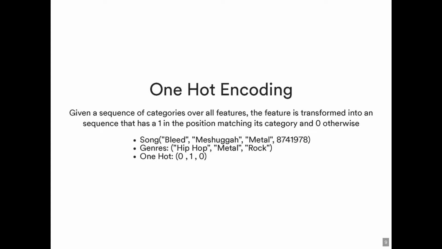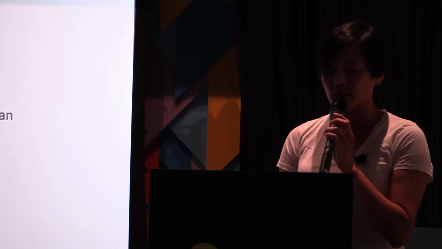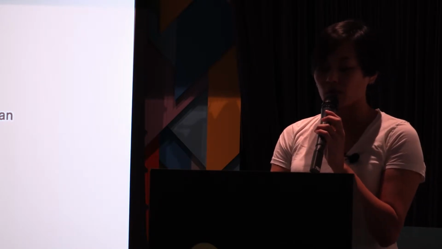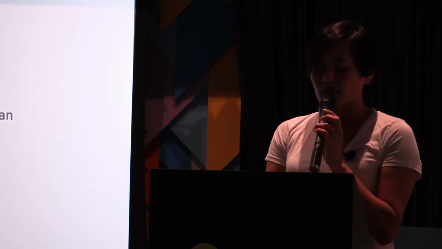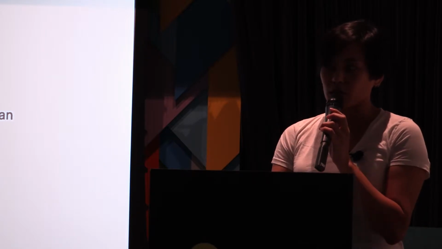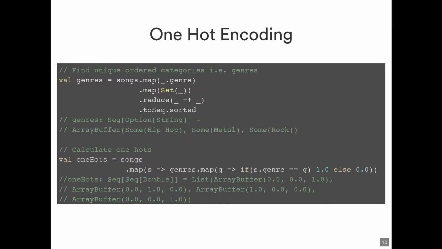So your one-hot encoding of this song would be 0, 1, 0, because you have 1 in the first position, 0 indexed, which is corresponding to metal. And this is roughly how you would calculate it. You would first find your unique ordered categories, also known as your genres. First you extract the genre, then you wrap them in a set, so now you have a map of sets. Then you reduce the sets, and that gives you a set of distinct genres. From there you sort them, and you have your sorted array of genres.